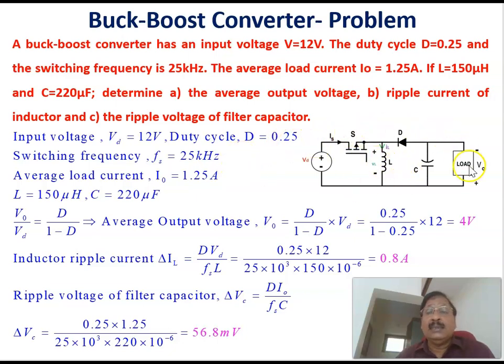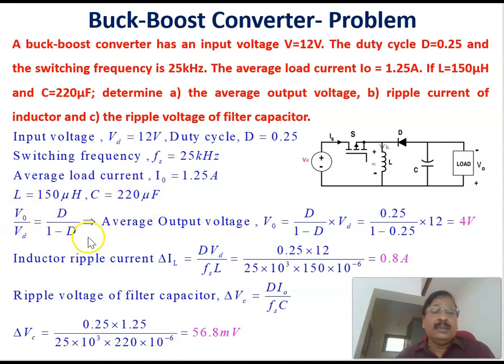And this is the buck boost converter circuit as we already seen here. The switching frequency is given as 25 kilohertz, and the average load current is given as 1.25 amperes. Inductance value is 150 microhenry and C equal to 220 microfarad.